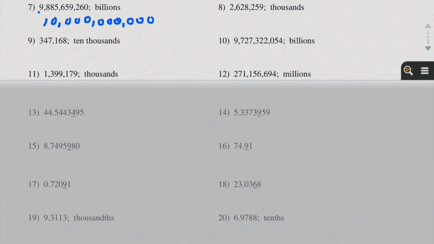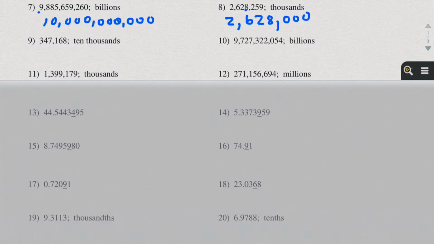Number 8. It's asking us to look at the thousands place. So the thousands place is at that 8. We look to the right at the 2. Because the 2 is lower than 5, we leave the 8 where it's at, and this becomes 2,628,000.